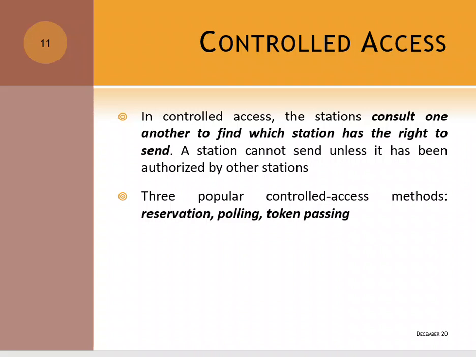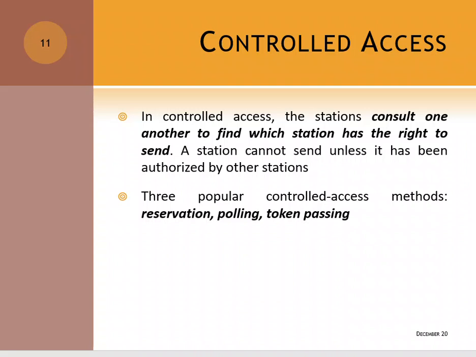Kalau random access ataupun contention tadi, setiap station taraf dia sama dalam satu network tu, sama, dan setiap station akan bersaing sesama sendiri untuk mendapatkan akses terhadap link tu. Okay, tapi kalau control access, dia macam ada consultation antara one another station. Okay, dia macam ada giliran. Okay, setiap station tidak boleh menggunakan link untuk menghantar data kecuali dia sudah pun dibenarkan oleh station lain.